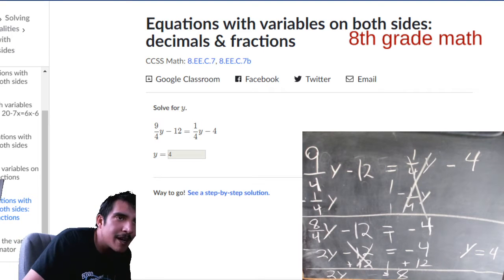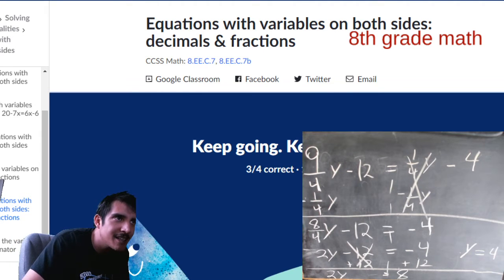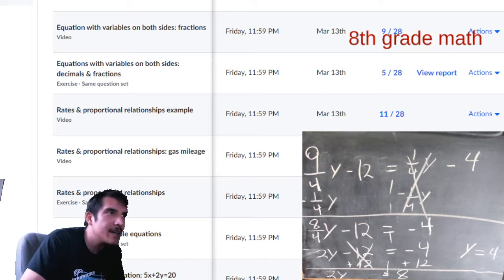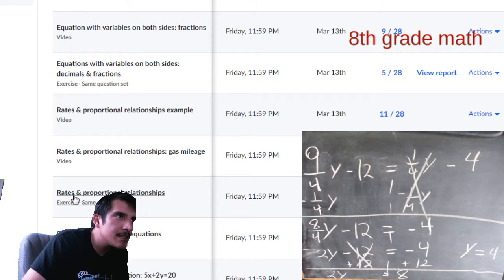Hooray. It's going to tell me I got 3 out of 4 because I accidentally left off a negative sign at the beginning. But that's fine. I'm not mad about it. I'm not mad, I promise. All right. Let's just go in order.